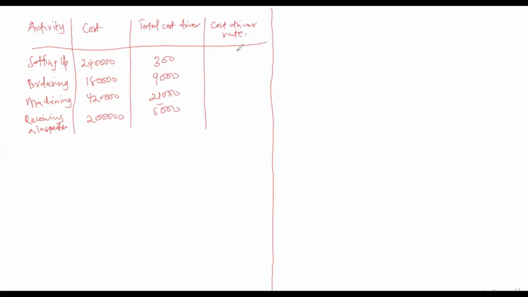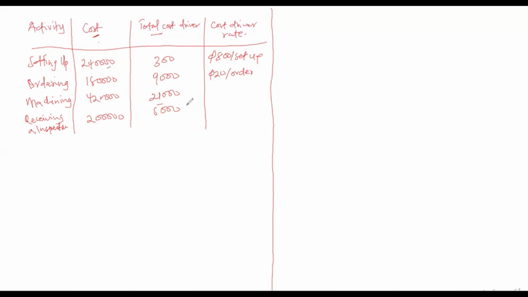So how do we get our cost driver rates? We get our cost driver rates by dividing the costs by the total cost driver. So 240,000 by 300, and we get our rate. So when we do that, we have 800 cedis per setup. So for one setup, the cost is 800 cedis. Then the ordering cost, we divide the 180,000 by 9,000, and we get 20 cedis. So it means the cost of one order is 20 cedis per order.